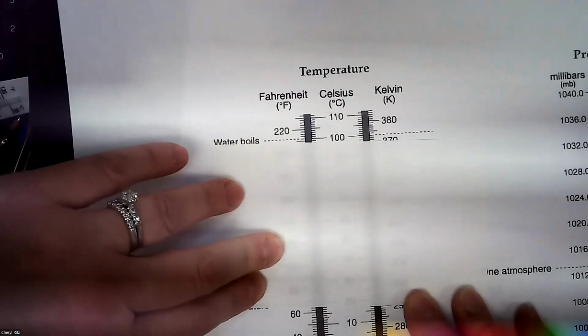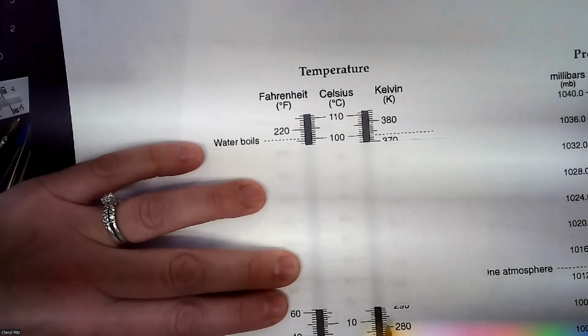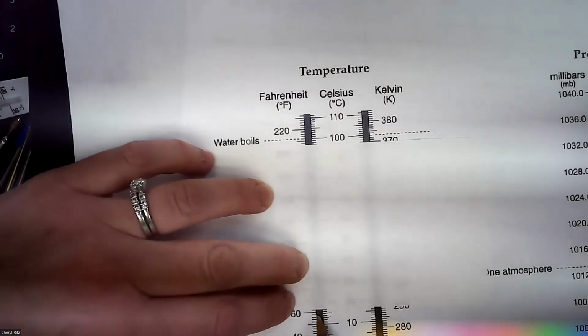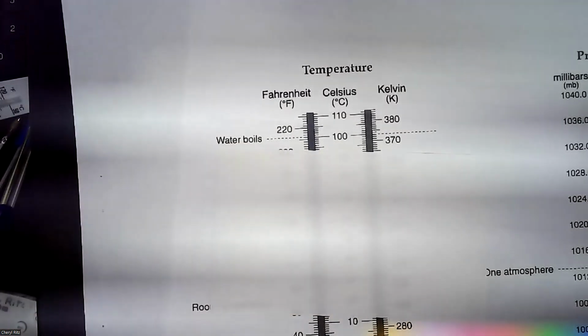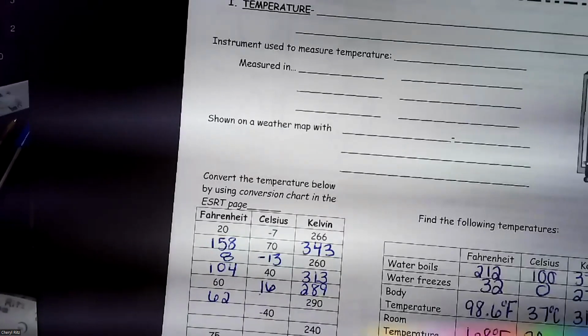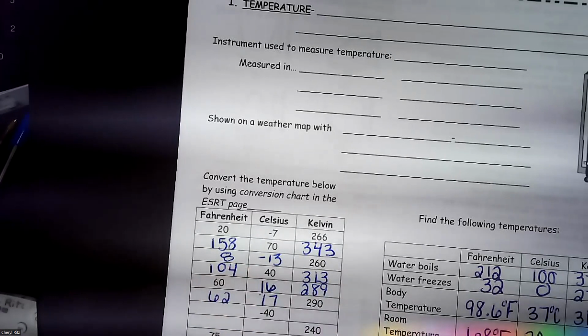Right, 290 Kelvin, is that what we're doing? Yep. So 62 definitely, there's 15, 16, 17. So yeah, 17 Celsius. Any questions yet? 17, what are we, 64?